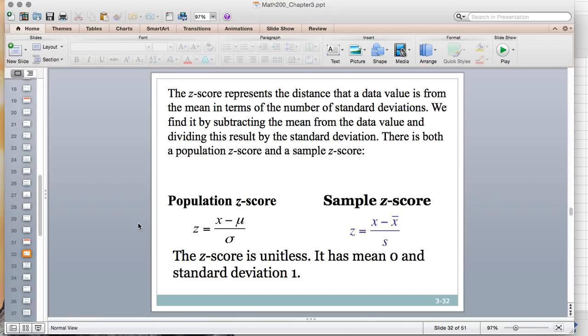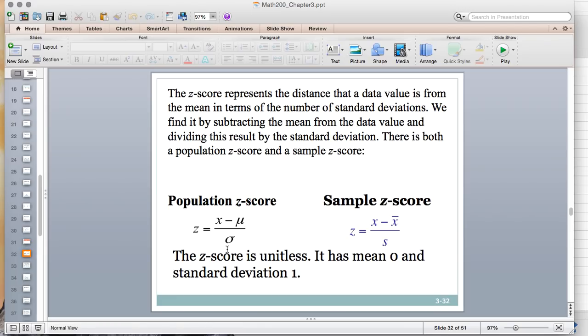So for example, if you have a z-score of 0, it means that you are 0 standard deviations away from your mean. If you have a z-score of 1, it means that you're 1 standard deviation above the mean. If you have a z-score of -1, that would mean that you are 1 standard deviation below the mean. So in order to find a z-score, all you have to do is take whatever you're interested in, which is your data item, your x, whatever you're being asked about, and then subtract your mean, and then divide by your standard deviation.